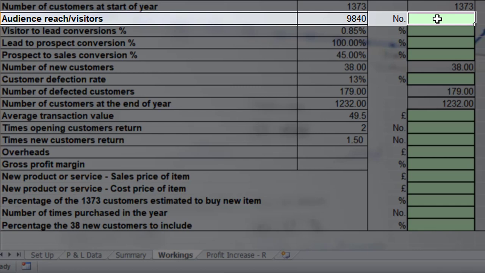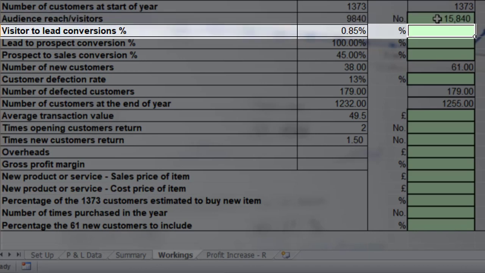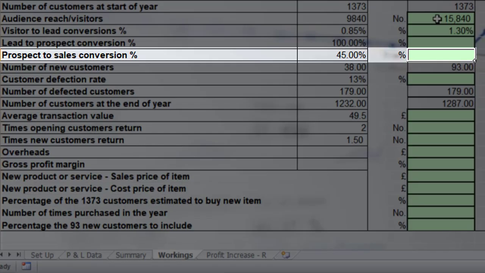And if you remember, we were going to increase that by 6,000. So that becomes 15,840. The next metric was the percentage of those visitors that convert into leads. And we were going to look at increasing that to 1.3%. The next metric we are looking at is the conversion of prospects into customers. So we were going to look at increasing that to 60%.